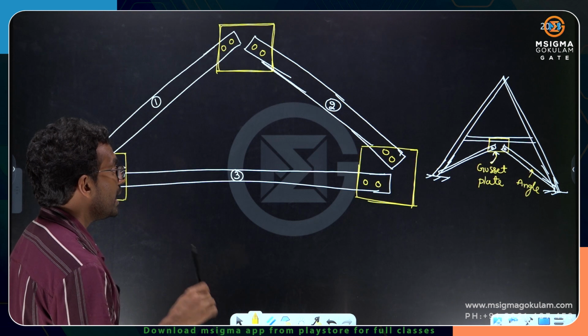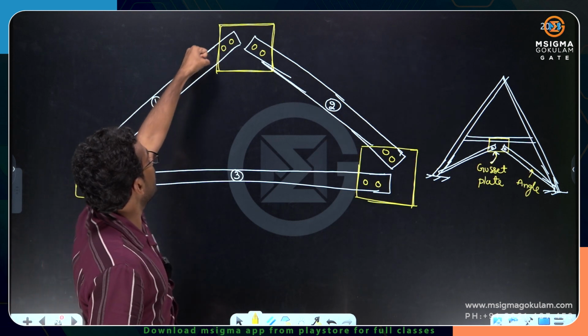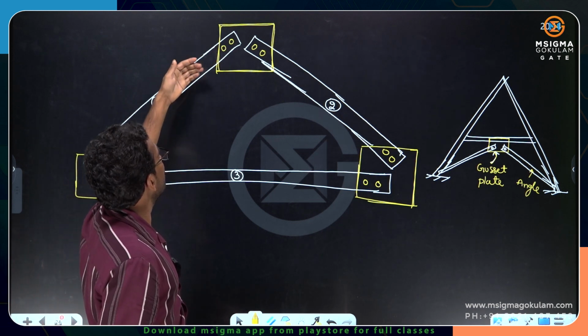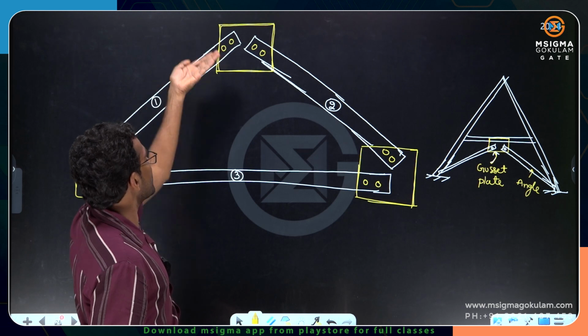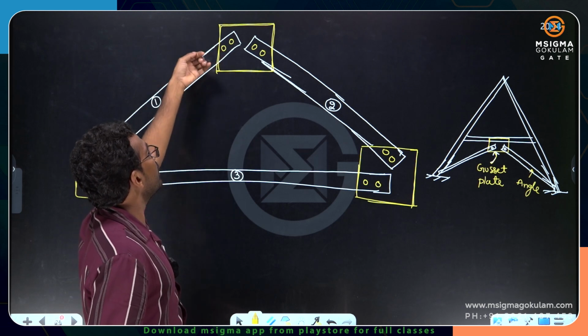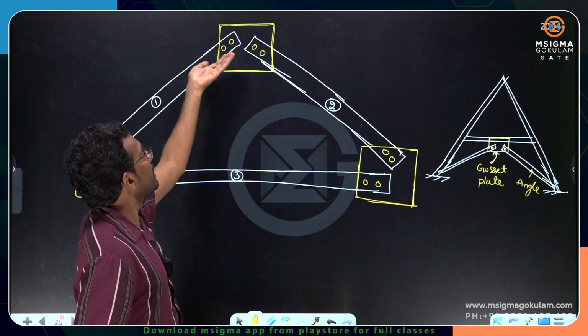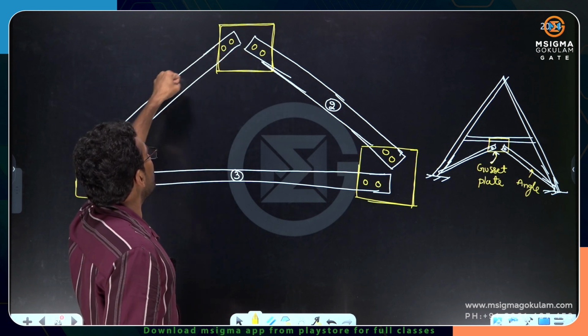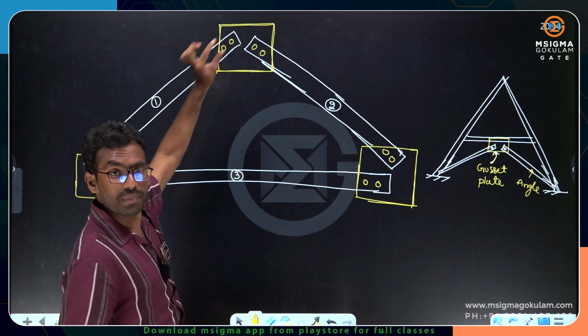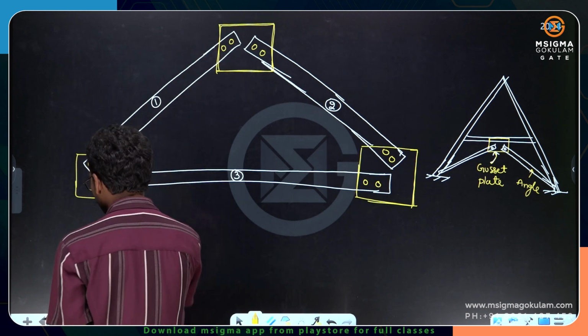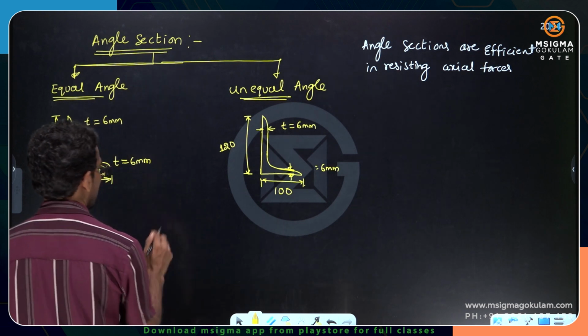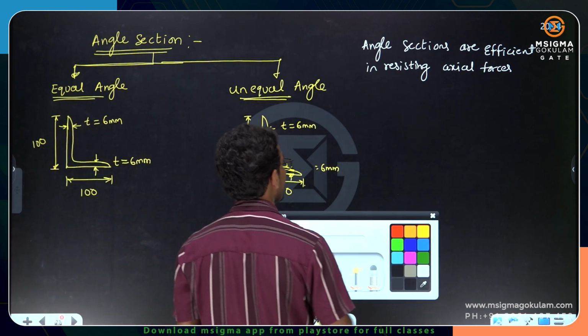Now understand, my dear friends. To transfer the axial force, if this is the axial member, one leg is connected, another leg is outstanding. Provide the larger leg as the connecting member and the shorter leg as the outstanding member, so that more force is transferred to the connecting member. Please understand, in angle sections especially, I will write here so that you can understand easily.